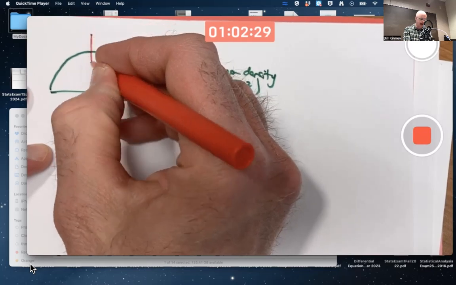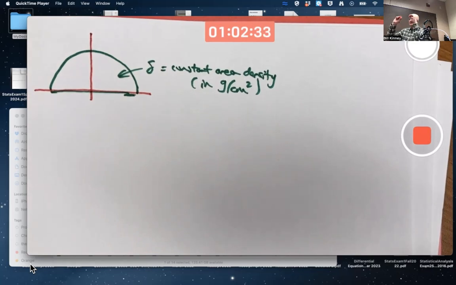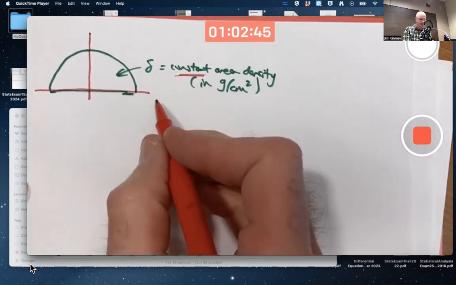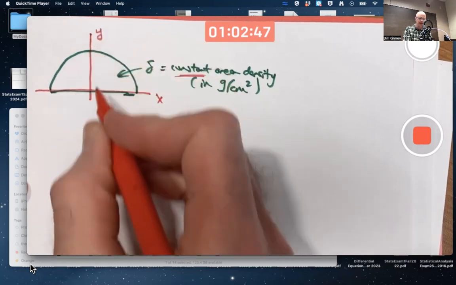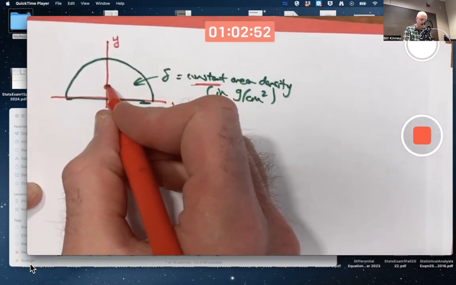Again, I'm ultimately after the center of mass. If I imagine taking this thin plate and turning it so the thinness is this way, where could I put a little, like a pencil, to make it balance? That would be the center of mass. Because of the constant area density, if I create a coordinate system like this, by symmetry, the center of mass is going to be on the y-axis.